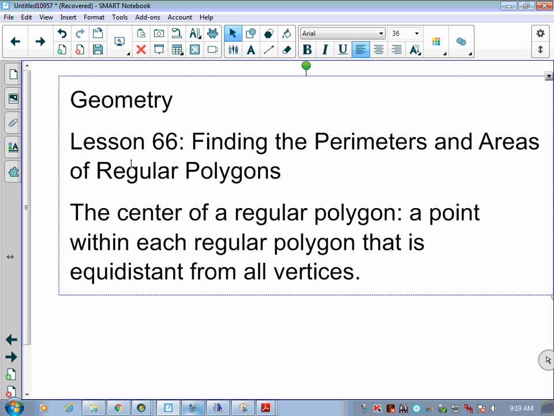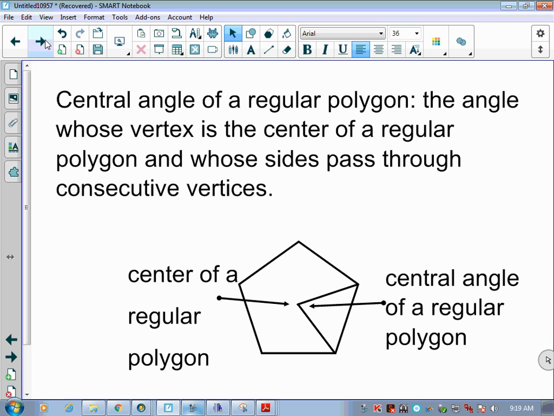Everybody good so far? All right. Again, all of this is in your book. You could find it all there. And then we've got central angle. Central angle comes from the center point. Central angle of a regular polygon is the angle whose vertex is the center of a regular polygon. We first started talking about central angles when we were talking about circles. Now we're going to apply them to polygons.